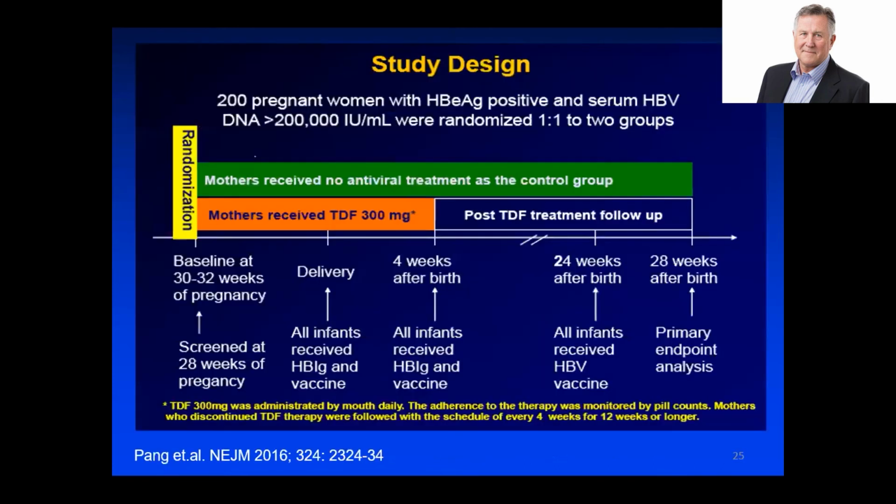Next slide, please. And this is the pivotal study that really nailed tenofovir as a significant drug to be used in this setting. So this was a multi-center study in 200 pregnant women who were e-antigen positive and had a DNA greater than 200,000 international units. And they were randomized to standard of care, which was obviously HBIG and vaccine. You have to do that. And then tenofovir from 30 to 32 weeks up until 4 weeks post-delivery. And then they were followed up.